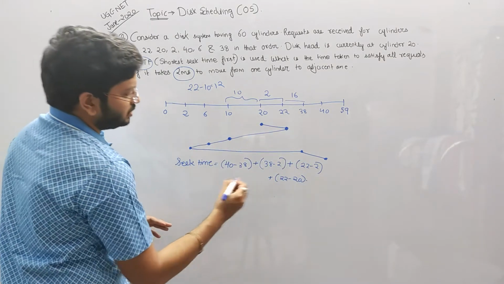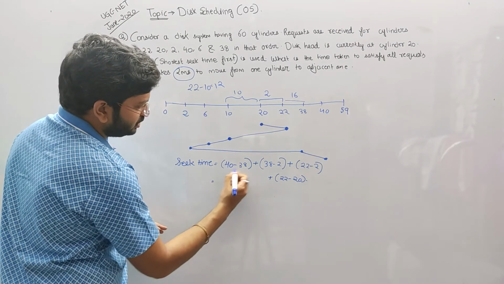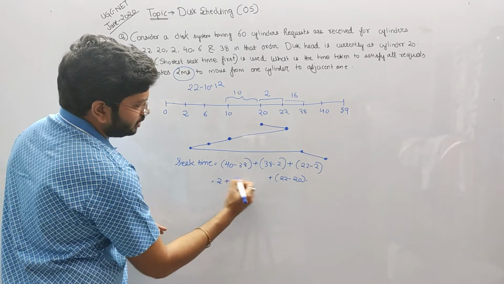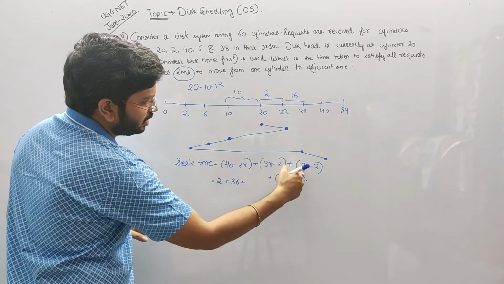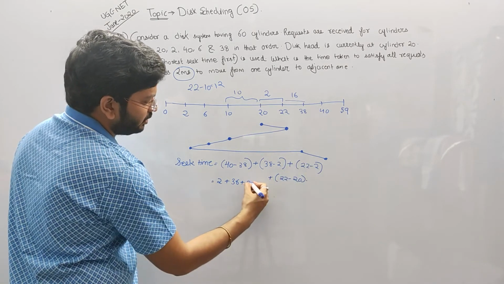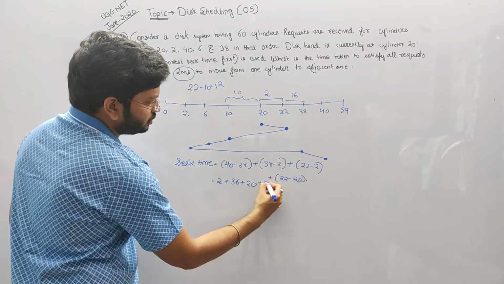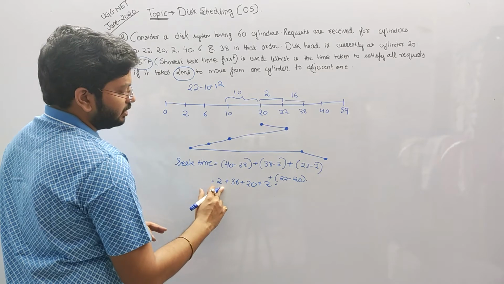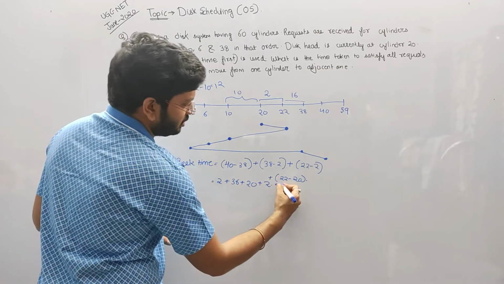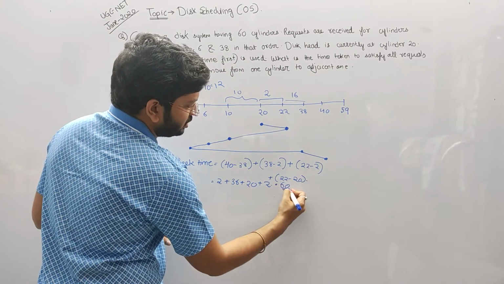Okay, so now let us calculate. This will be 2, this will be 36, this will be 22 minus 2, which is 20, and this will be 2. If I add it, it will be 38 plus 20, 58, plus 2, 60. It is 60.